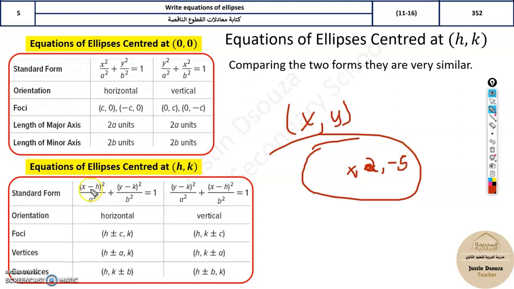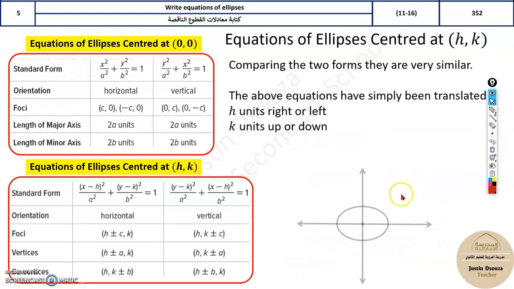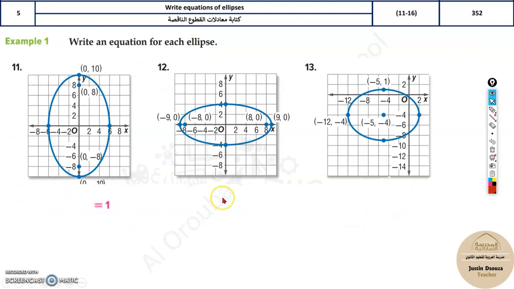So then this would be (x minus 2) the whole square by a square, plus (y minus of minus, becomes plus 5) the whole square divided by b square. This is a square. So this would be the difference. It's just that whenever the center is at a different point, we need to add the h and the k values. Now we will quickly solve some problems. They are very easy, very straightforward.